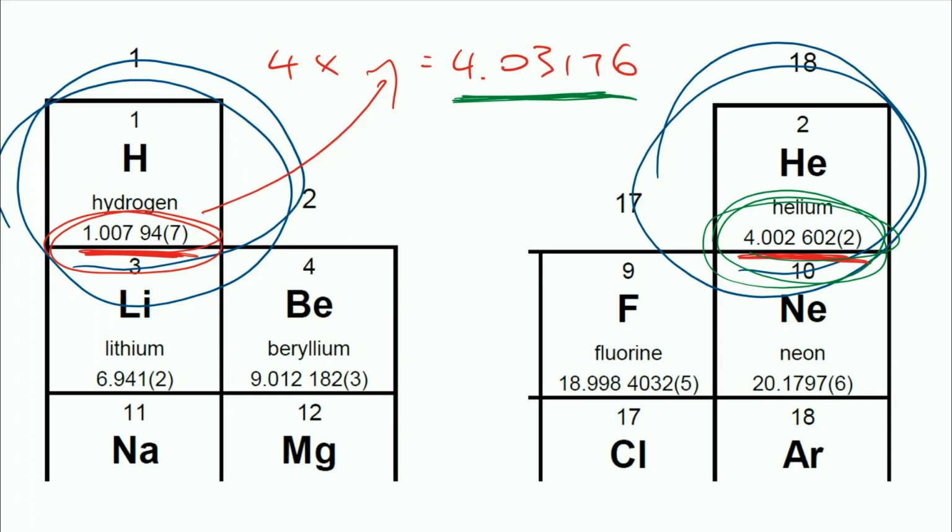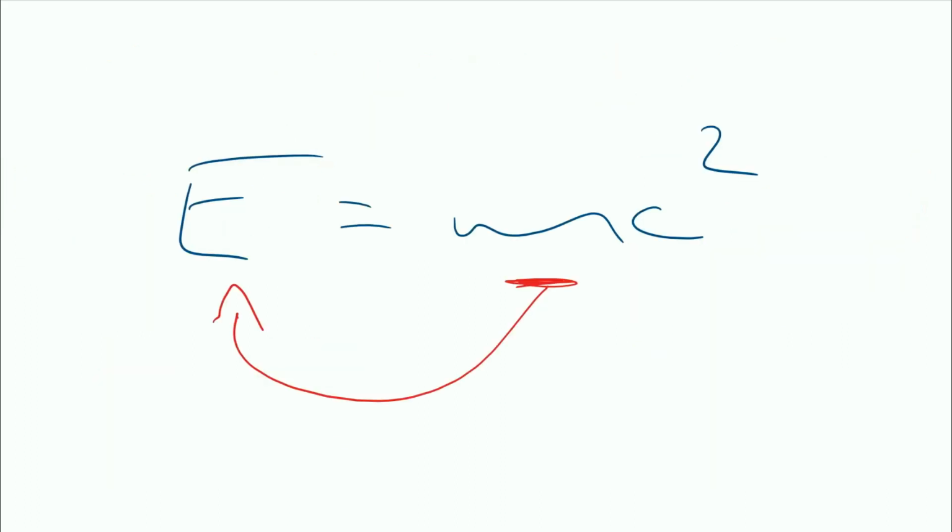But that's only 4 hydrogens being converted into 1 helium, and this is happening all the time, right? Really, really lots of hydrogens being converted to helium all the time. But anyway, if we just look at 4 hydrogen atoms being converted into helium, the mass is very small. But remember, it's not just the mass, it's the mass times c.